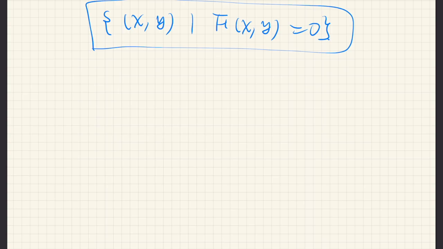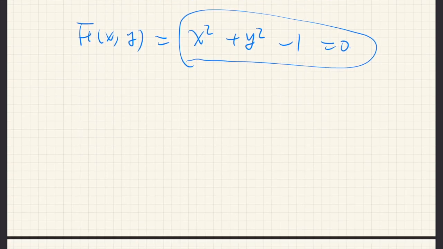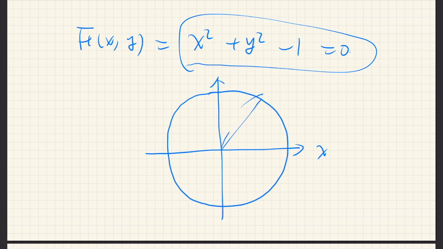For example, let's consider an explicit example. Suppose F of x, y is equal to x squared plus y squared minus 1. If this is equal to 0, then this represents the unit circle centered at the origin. So let's draw the graph of this. It's a unit circle, so the radius is 1. So this is 1, this is 1, negative 1, negative 1, and the center is at the origin.